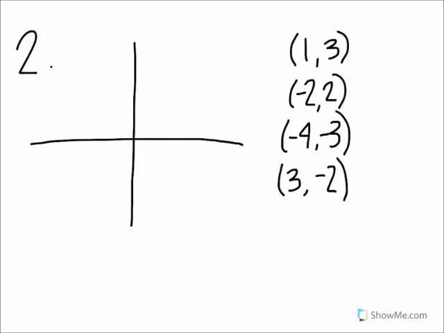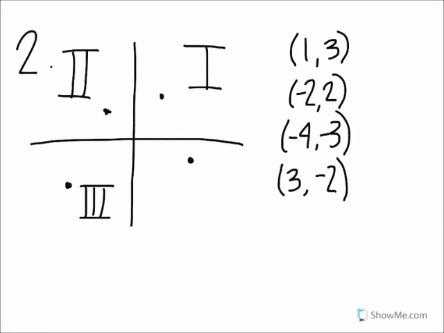For our second problem, we are going to graph these 4 points. And then once you graph them, you will name what quadrant they are in. So 1, 3 would be about here. Negative 2, 2 would be about here. Negative 4, negative 3 would be here. Positive 3, negative 2 would be here. This is quadrant 1. This is quadrant 2. This is quadrant 3. And this is quadrant 4.